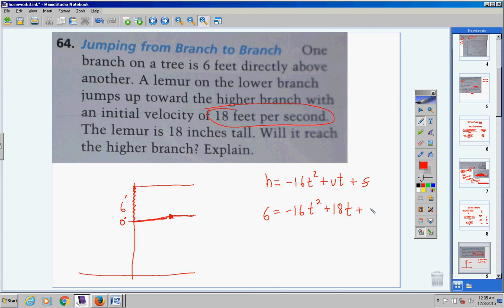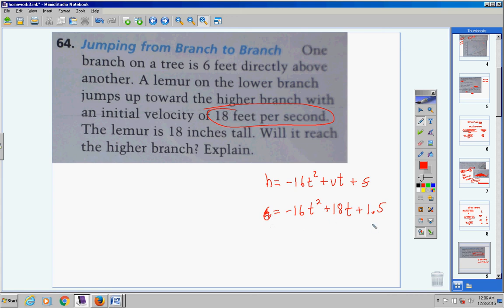Now his starting height, or his initial height, is 18 inches. I guess they're telling us that because maybe if he reaches it with his head or his hands, he can hold on to it. I don't know, but the lemur's 18 inches tall. Remember, I taught you guys in this formula, your h's and your s's have to be in feet, your time has to be in seconds, and your velocity has to be in feet per second. So when it says 18 inches, you're going to have to put 1.5, because 18 inches is 1.5 feet. And now, let's solve this and see what happens, okay?